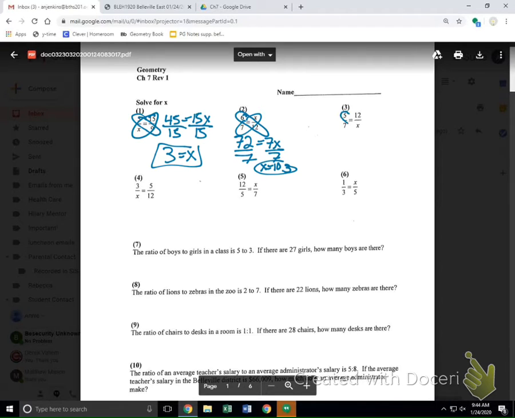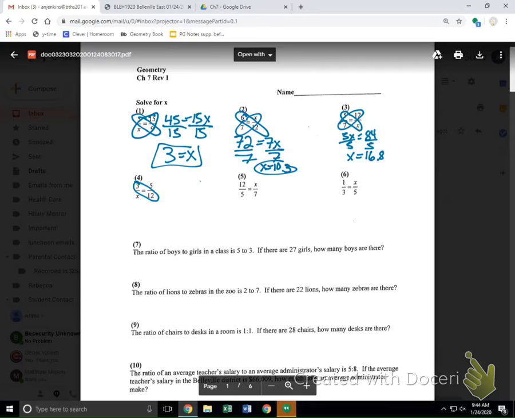And then our next one up, 5 times x, 5x. 7 times 12 is 84. We're going to divide by 5. X equals 16.8.